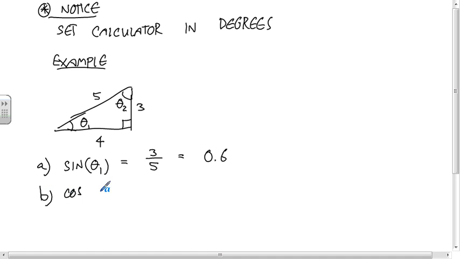Second, what's the cosine of theta 1? Well, cosine is adjacent over hypotenuse. Which of these is the adjacent of theta 1? Yeah, 4. The hypotenuse is 5. So the cosine of this angle is 0.8.